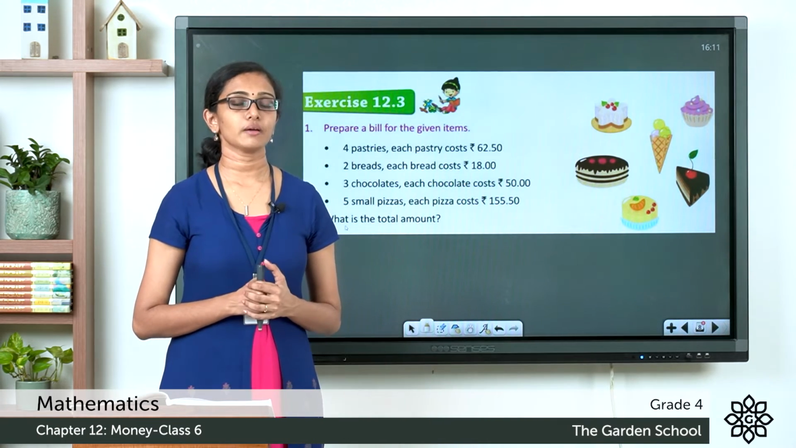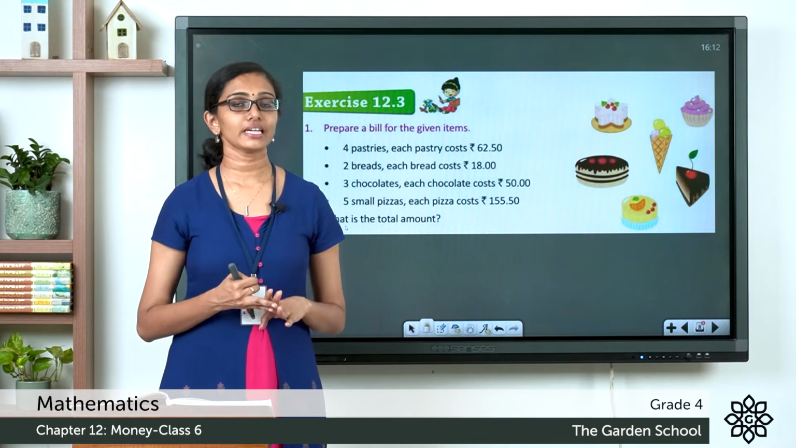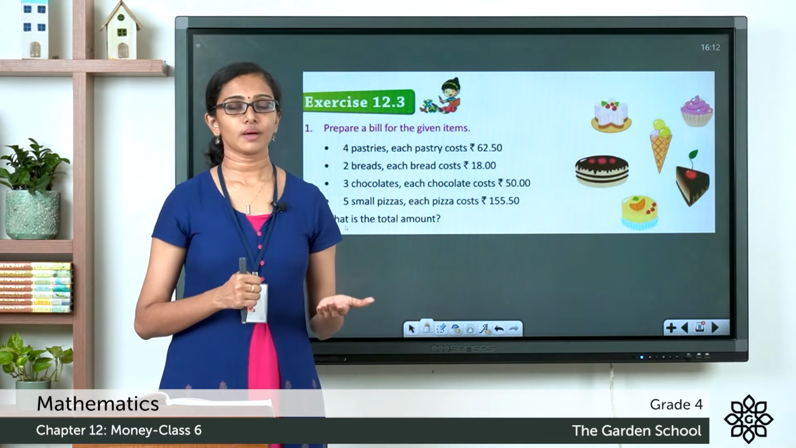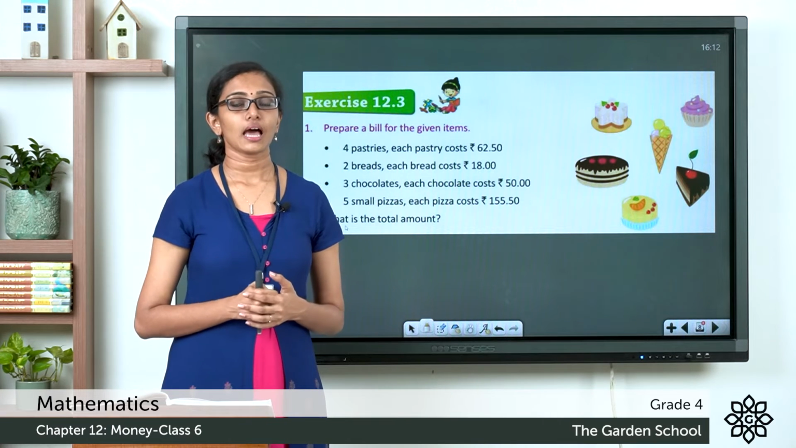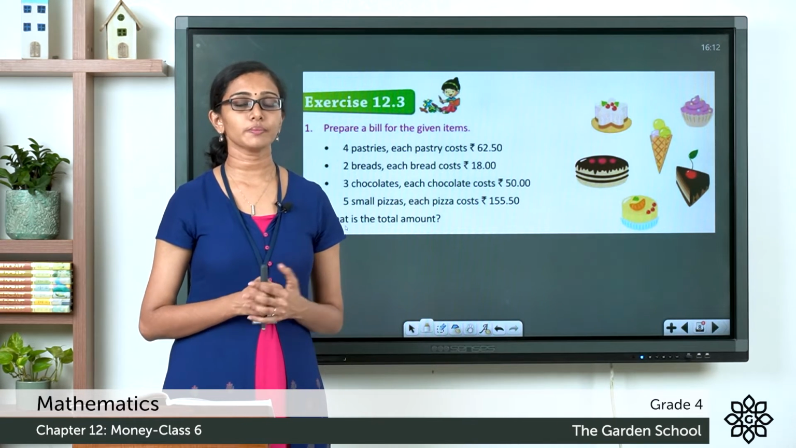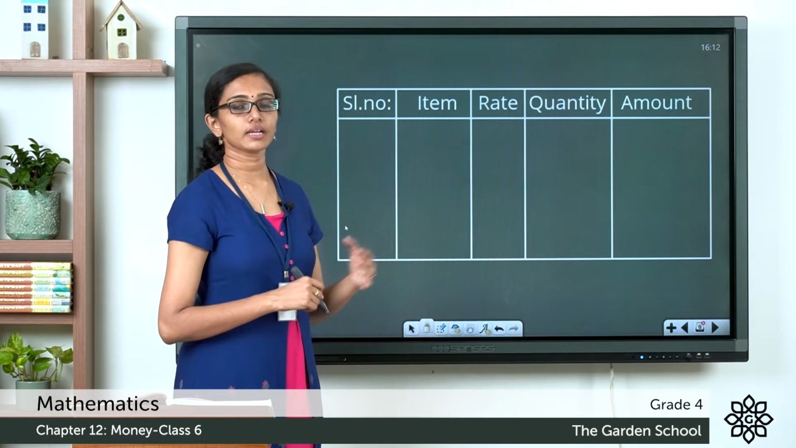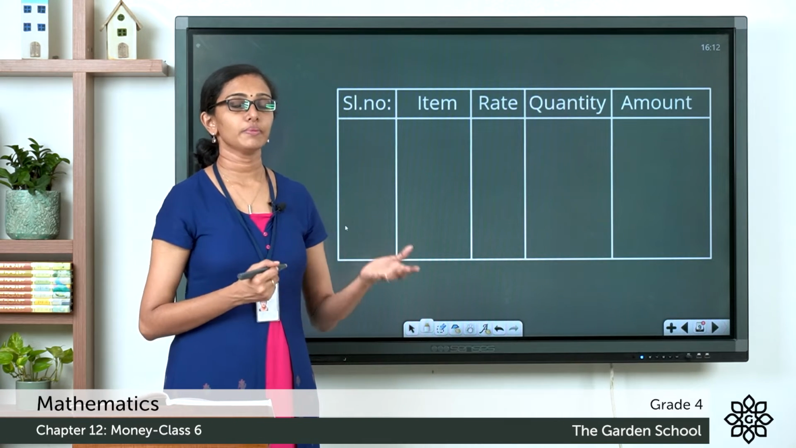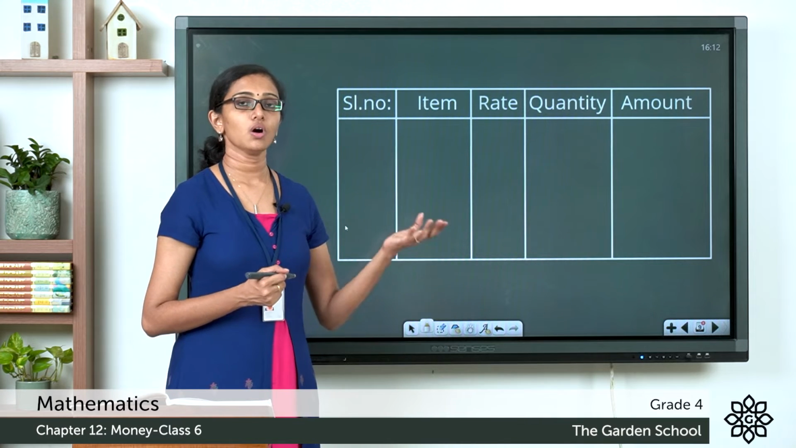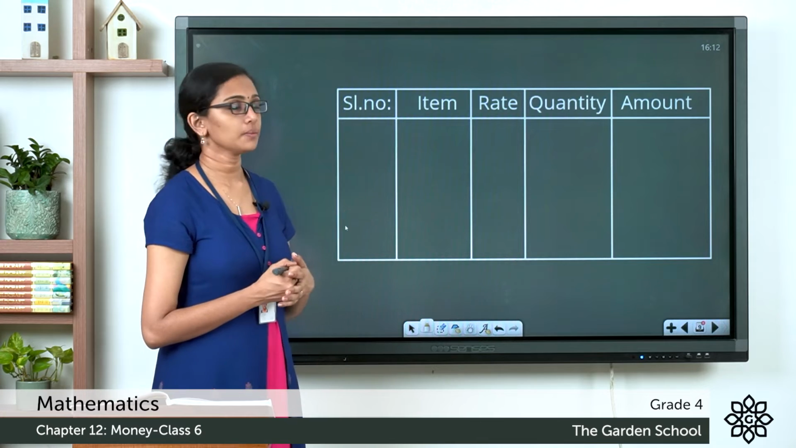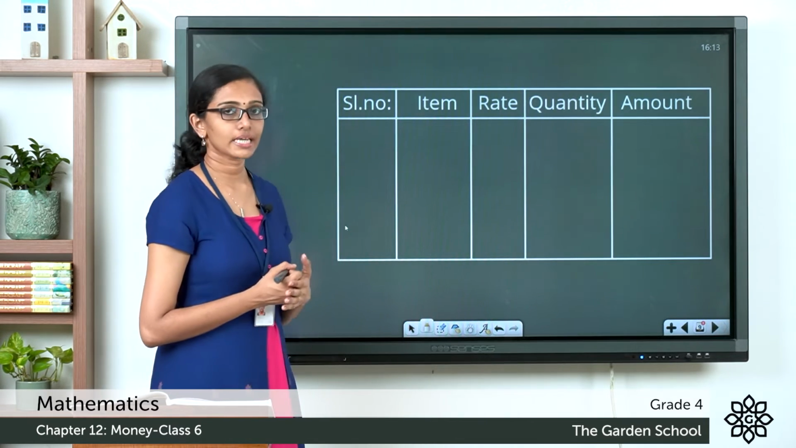So how do we prepare a bill? The names and quantity of each of the items is given. Their prices are also given. From this, let's first prepare a bill and find out what is the total amount to be paid. So let's see. First, we are going to draw a table like this. Keep in mind, a bill can be a handwritten bill or a printed bill. For the time being, we'll make one handwritten bill. So first, let's draw a table like this.